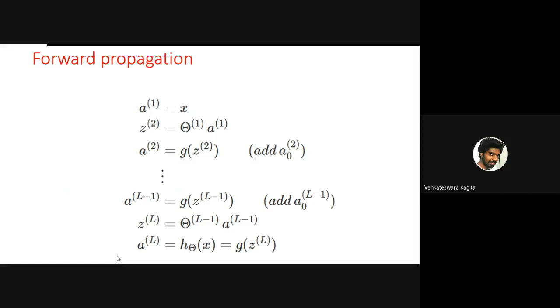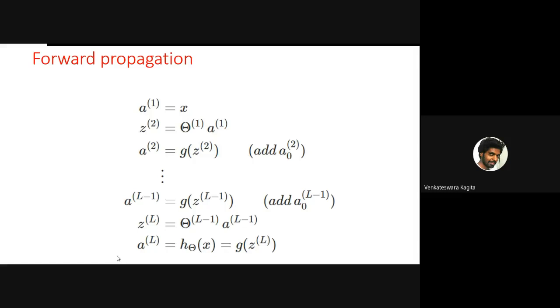So the activation unit at layer 1, I can just take it as the input. A1 is input, whatever input I got: x0, x1, x2, x3, and so on. And Z2, that is net sum at layer 2, is theta 1 transpose A1. I'm just multiplying these and taking the sum over that, which is the vectorized implementation. Once I get the sum, I can pass it to the sigmoid function and get the activation units at layer 2 by adding the bias term A0 of 2, isn't it?